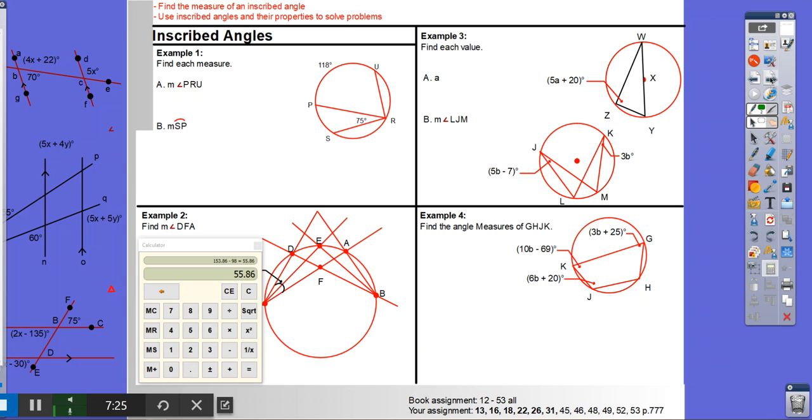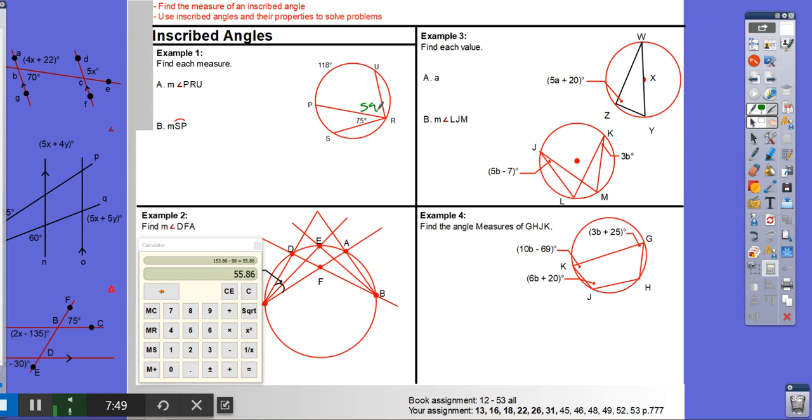So find each measurement. We know that this has a measure of 118 degrees. Find the measure of angle PRU. Well, I know that this measurement will be half of this. What is half of 118? Well, half of 120 is 60, so it's 59. All right. The next one.